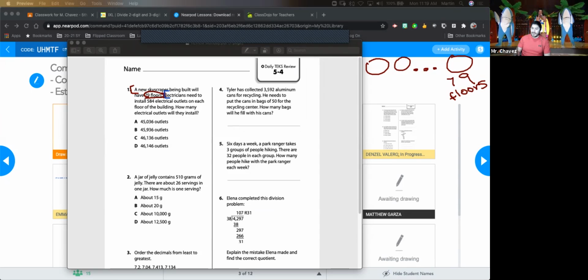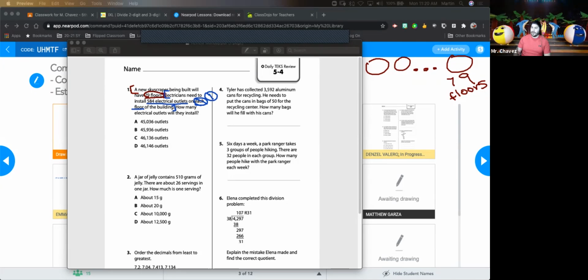The next sentence, electricians need to install 584 outlets on each floor of the building. So here's that word each. Remember, whenever we see the word each in our story prompts, we circle it, cross it out, and put a 1. Now you read it again. It's going to say electricians need to install 584 electrical outlets on 1 floor of the building. So right here, 584 electrical outlets in 1 floor.